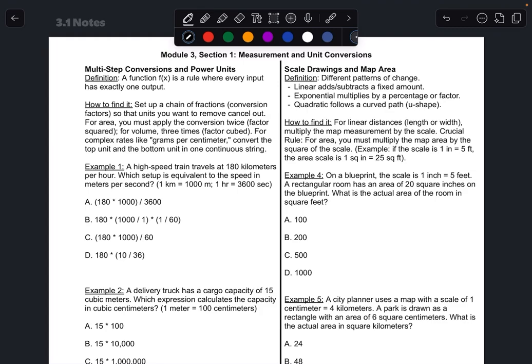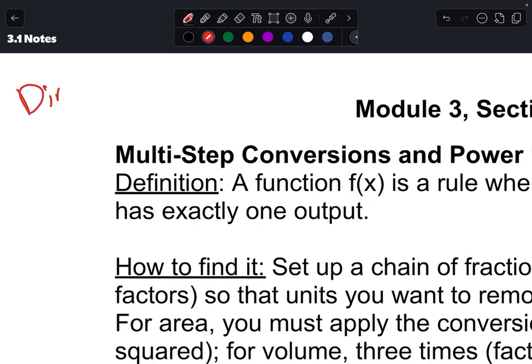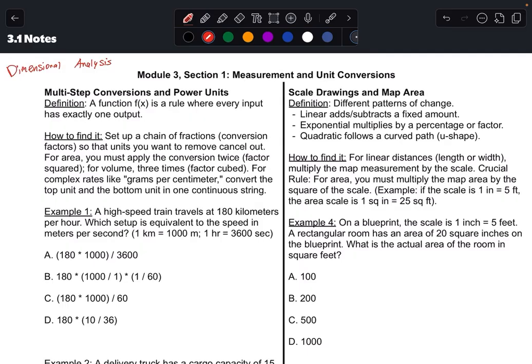Module 3 introduces geometry, and in geometry, you've got units. So Section 1 is all about measurements and units. I would say this first piece is very similar to something you may have done in chemistry class called dimensional analysis. If this looks eerily familiar, that's something good to Google to get extra help with.